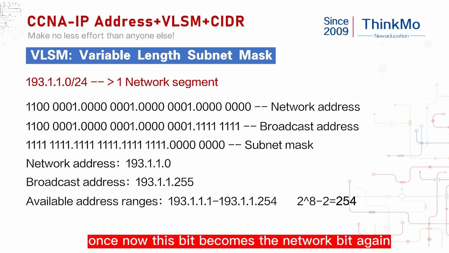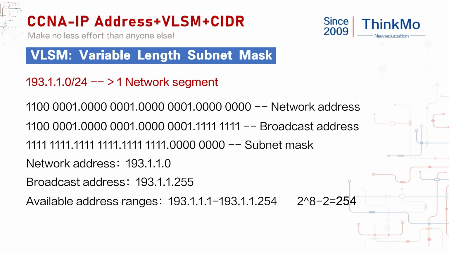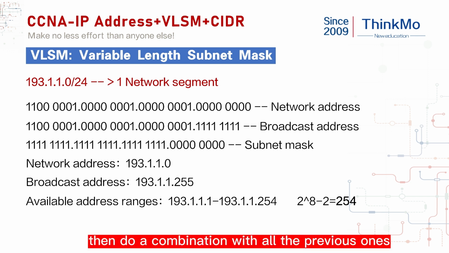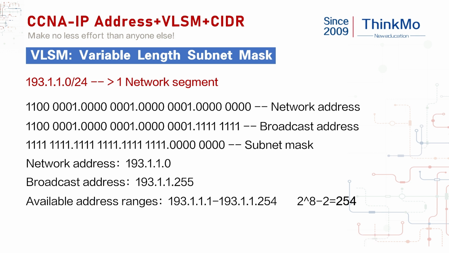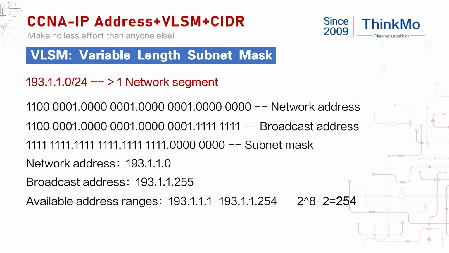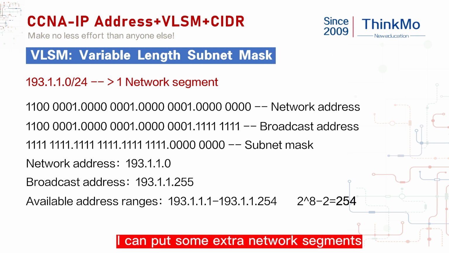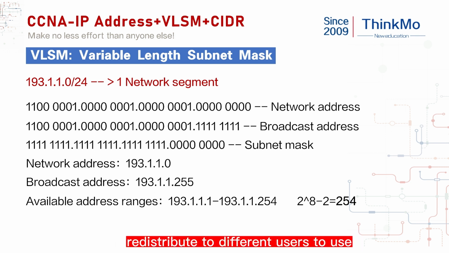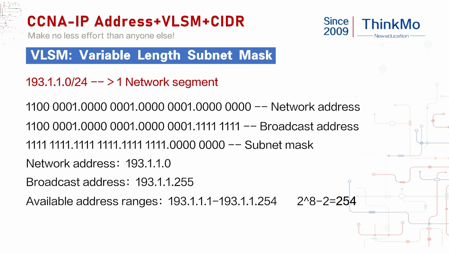Once this bit becomes the network bit again, there is a value of 1 and a value of 0. Then do a combination with all the previous ones. It is equivalent to all network segments multiplied by 2. Just one more bit, and I can put some extra network segments and redistribute them to different users to use. This is the mask to increase.